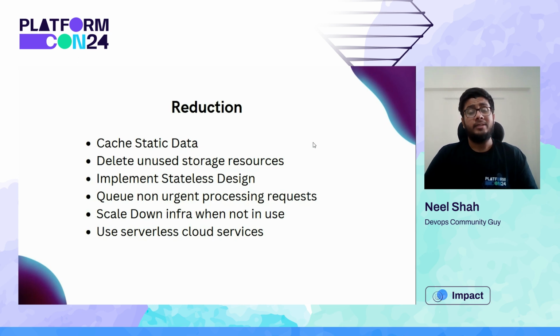Few non-urgent processing requests. So this is the thing. Don't do parallel processing if not necessary, because when we do parallel processing, it will take a lot of compute and a lot of CPUs. So when we utilize serverless, it will spin up more infra when we do parallel processing. So if it's not urgent, then you can queue the processes one after the other. It will eventually do the same thing in the same infra with a smaller cost and also smaller energy.